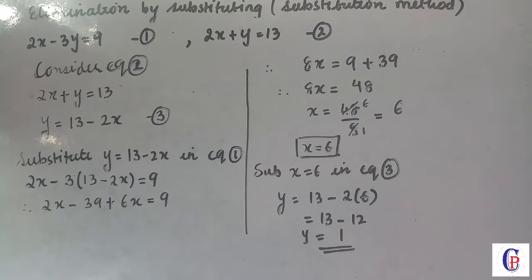The first method was elimination by equating the coefficient. In that we made the coefficients equal and then saw their signs, whether it is same sign or opposite sign. And in the second method, that is elimination by substitution, we have seen how to solve this. Now the third method is, actually it is not a method, it is just by observing you have to follow the steps. Okay, so we will see that in the next lecture.